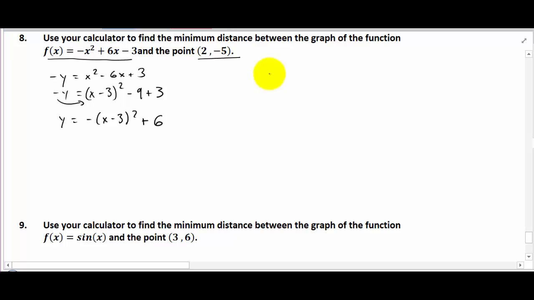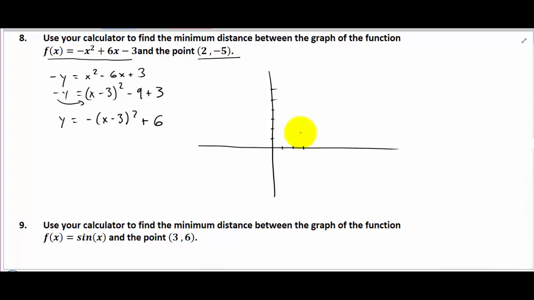Let's quickly check this, sketch this graph. I'm not going to do anything too precise, okay? The vertex is (3, 6), so 1, 2, 3, then 1, 2, 3, 4, 5, 6. Here's my vertex right here, and then my graph is just going to go down, something like this. Where's the point (2, negative 5)? It's going to be somewhere here, okay?